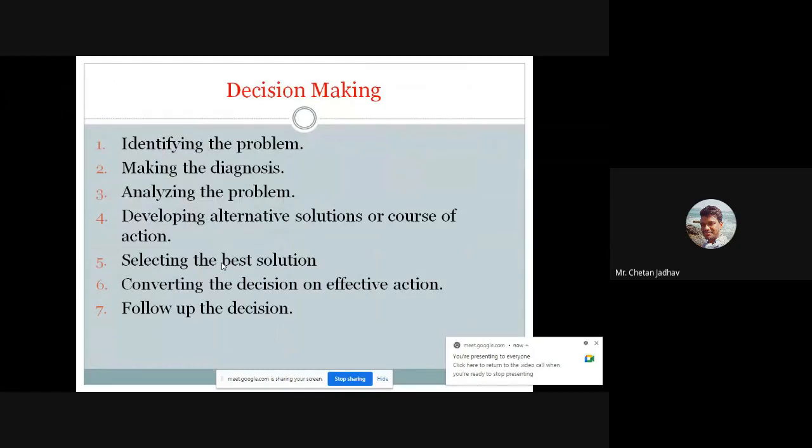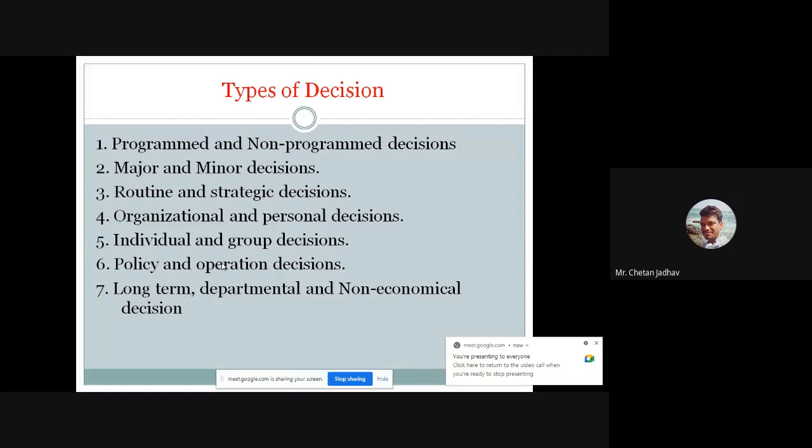Okay, so right now we have seen decision making, and there are some important parameters we should take care of while taking a decision. Okay, so next, types of decision. What types of decision making points are there in your organization or from any point of view? So there are near about 7 types of decision. So we will see one by one.